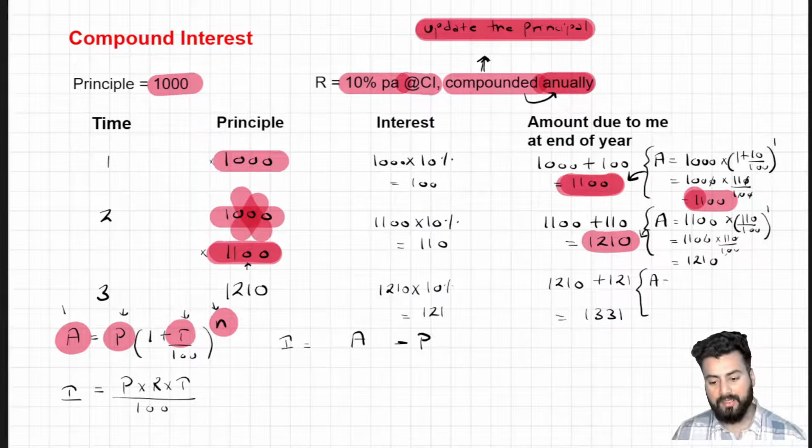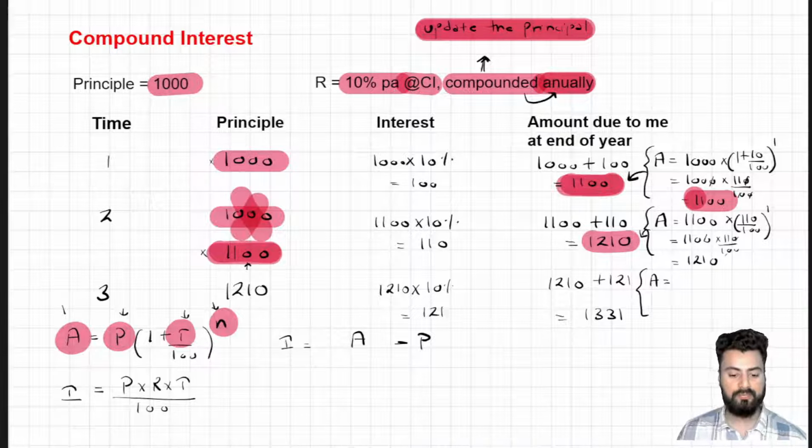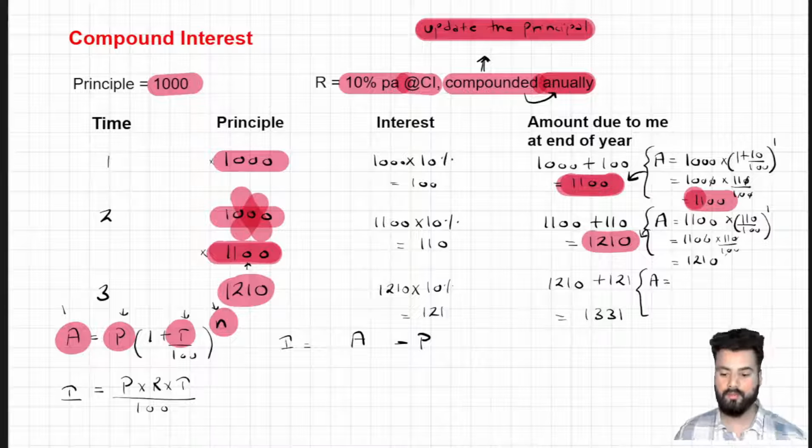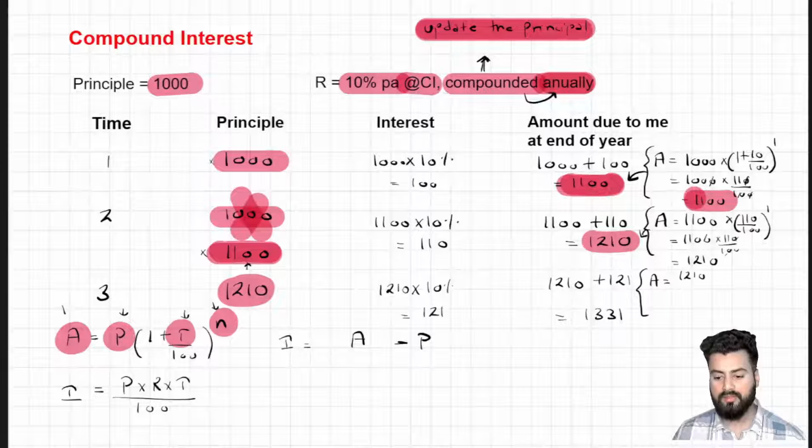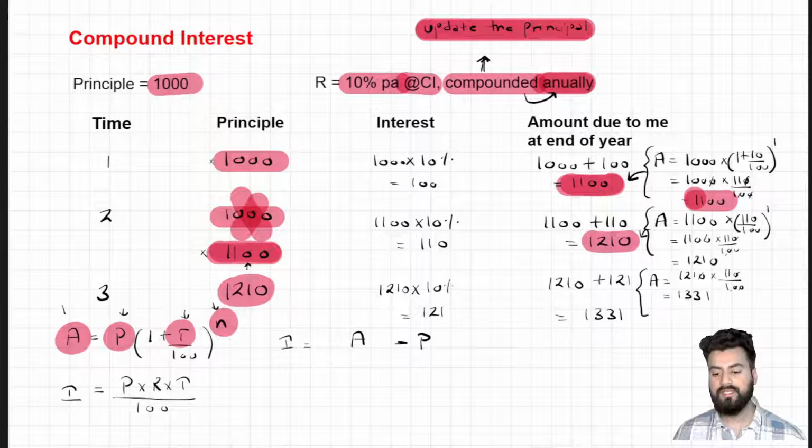Let's apply it again. Now, what is the value of new principal? It is 1210. Okay. 1210 into 110 by 100. Since I want to do the calculation for 1 year only, right? So simply multiply, and again you will get the same answer, 1331.